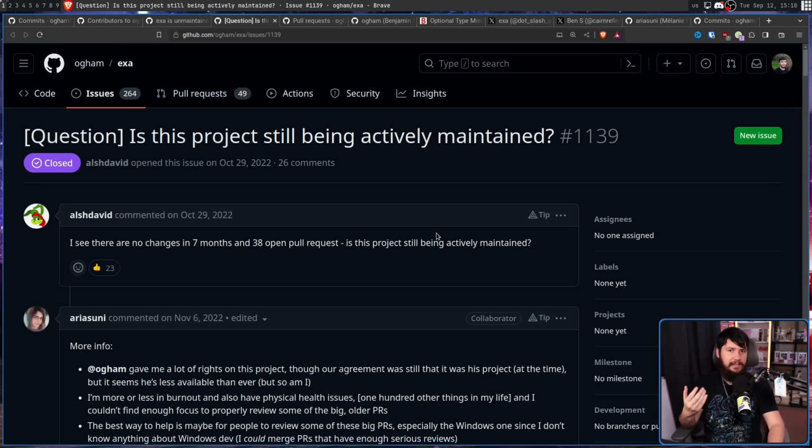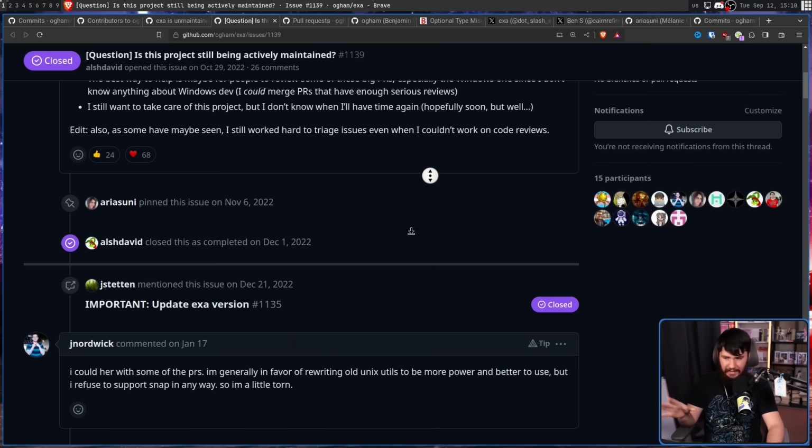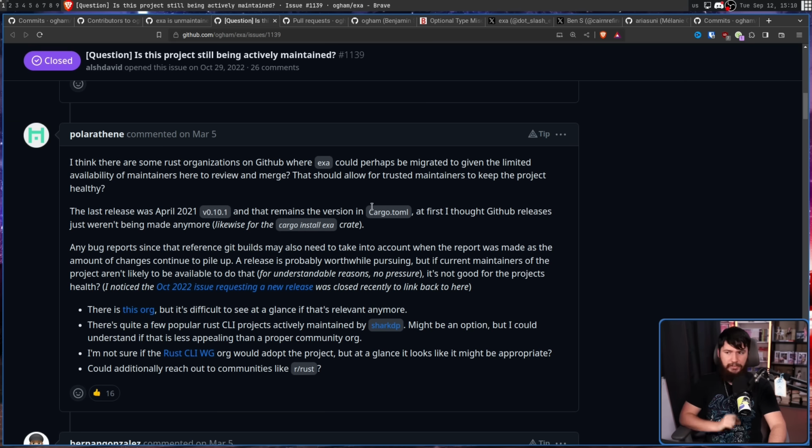As is often the case in a situation like this, a lot of people have opinions about what can be done. For example, I think there are some Rust organizations on GitHub where Exa could perhaps be migrated to, given the limited availability of maintainers here to review and merge. That should allow for trusted maintainers to keep the project healthy.